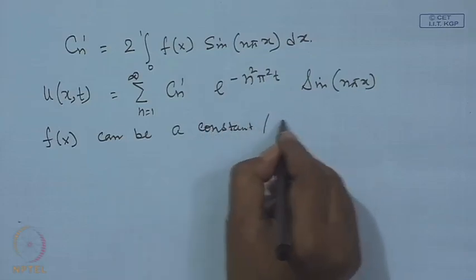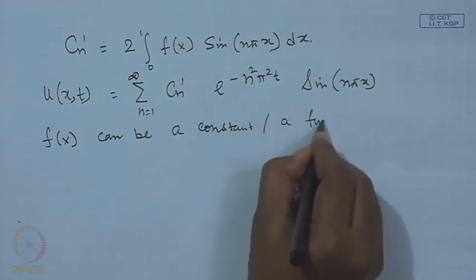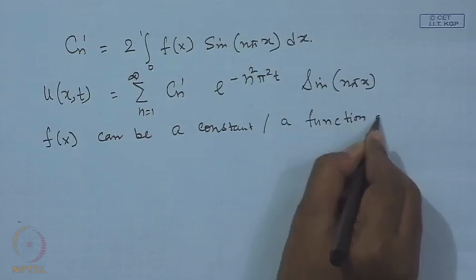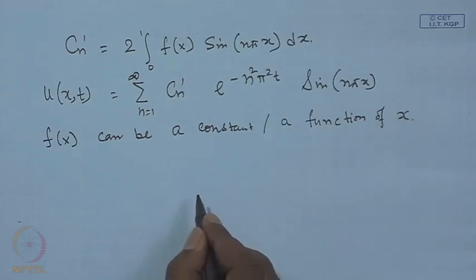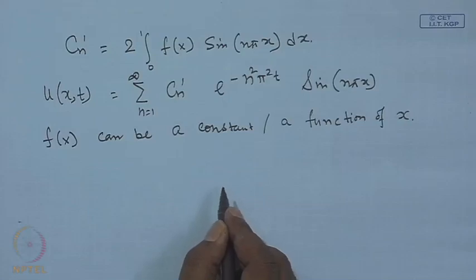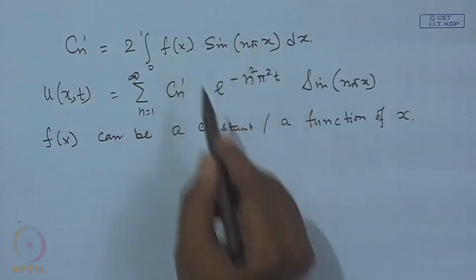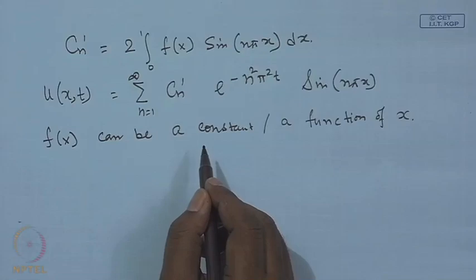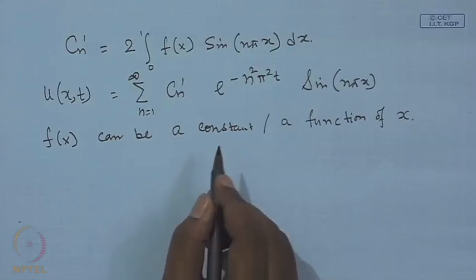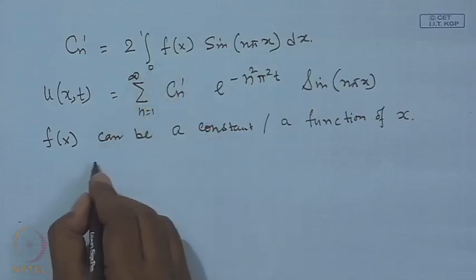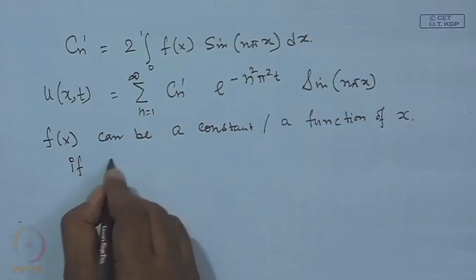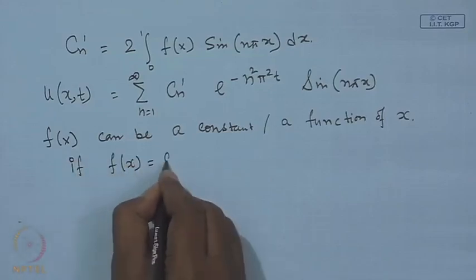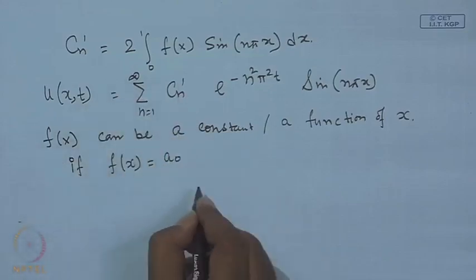So this f x can be a constant, or in general it can be a function of x. If f x is a simple function of x like x or x square or e to the power x or cosine k x, something like that, then this integration can be solved analytically, otherwise one has to take recourse to numerical techniques. For example, I will just solve this problem for f x constant. If f x is constant, let us say a 0, let us see what we get out of this equation.